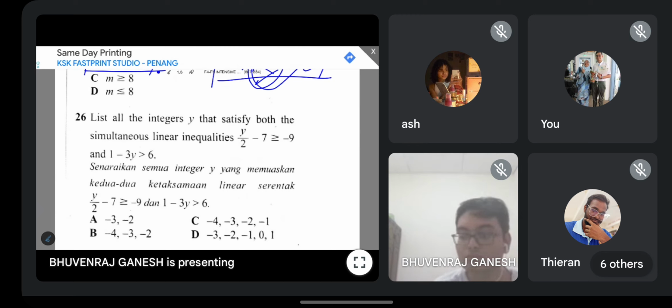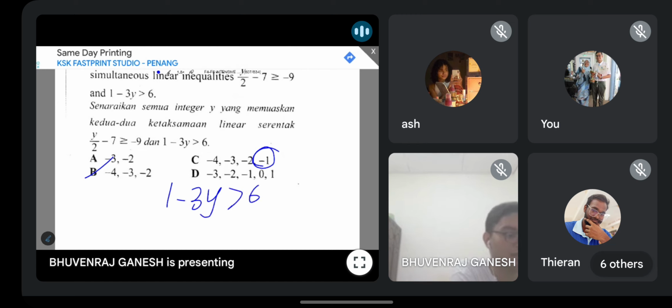Why does everyone say C, yeah? Wait, let me check and see. The answer should be B if I'm not mistaken. Yeah, Pamisha, correct. The answer is B. I don't know why you all actually include the negative one, but you can see over here.